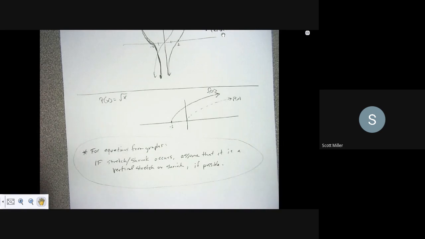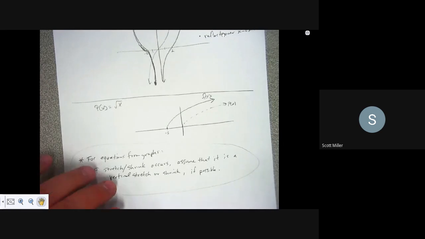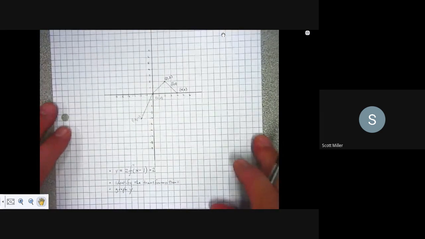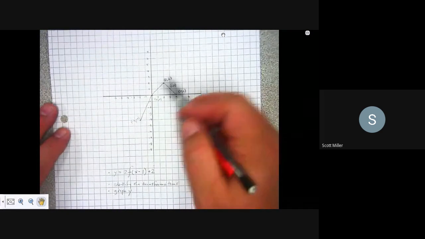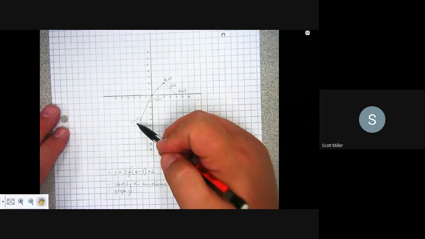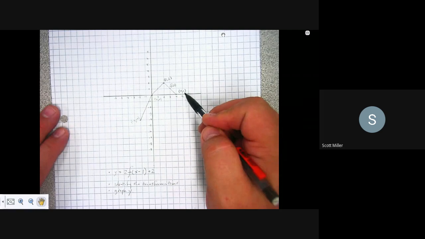Another one I want to look at real quick is how you can do something like this. This is in function notation. So I have this function right here. This is f of x. All I know about f of x is it's got these little line segments, and I have these points: (-2, 4), (0, 0), (2, 2), (4, 0).